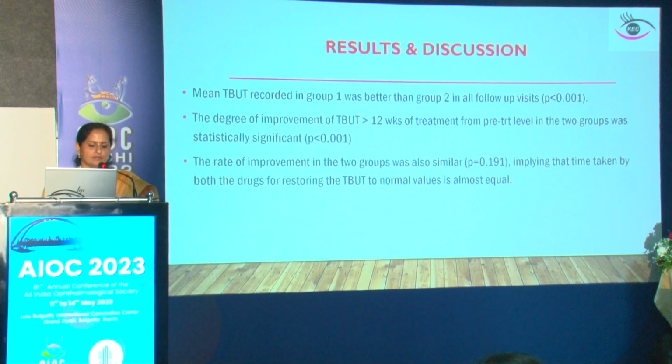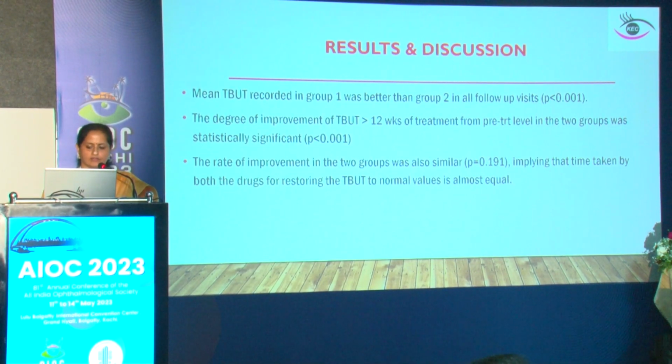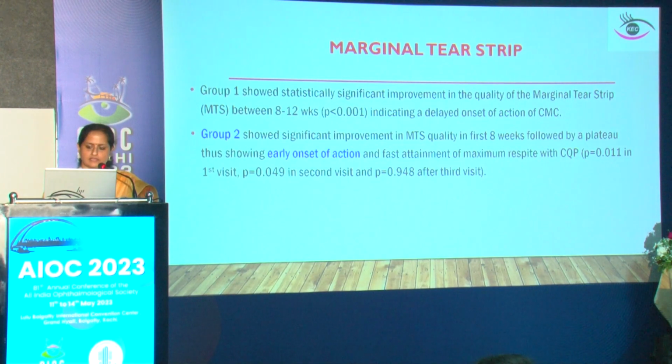So mean breakup time recorded in group 1 was better than in group 2 in all the follow-up visits. And the degree of improvement of breakup time was similar 12 weeks after treatment from retreatment in the two groups. The rate of improvement in the two groups was also similar, implying that both the drugs were restoring breakup time to normal in equal duration of time.